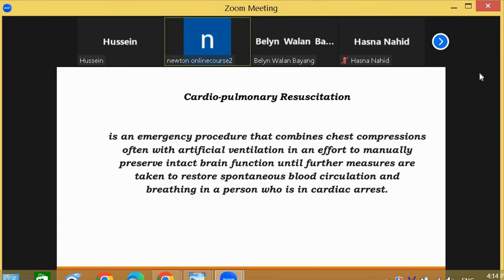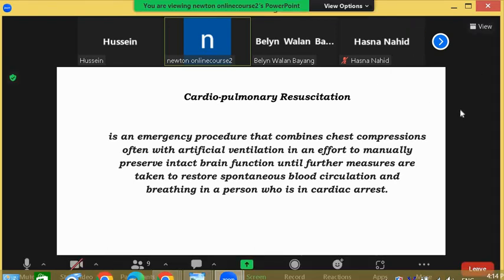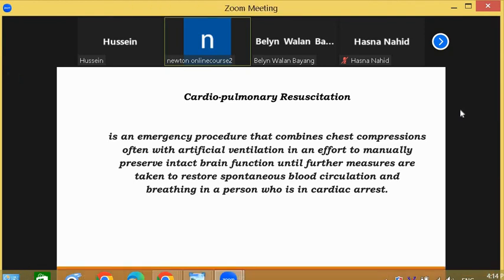So what we are doing in CPR, the cardiopulmonary resuscitation, is an emergency procedure that combines chest compression often with artificial ventilation. You saw that one person is doing chest compression and one is giving oxygen. They are also giving the artificial ventilation. It manually preserves intact brain function until further measures are taken to restore spontaneous blood circulation and breathing in a person who is in cardiac arrest.